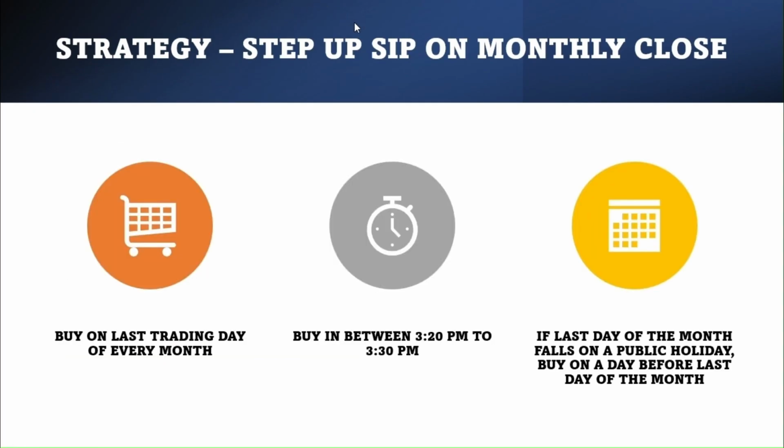Now coming to the rules, they stay the same as that of the SIP approach, which is buy on the last trading day of every month, buy in between 3:20 to 3:30 pm, and if the last day of the month falls on a public holiday, we buy on the day before the last day of that particular month. And the only difference is we are changing the SIP amounts every year.